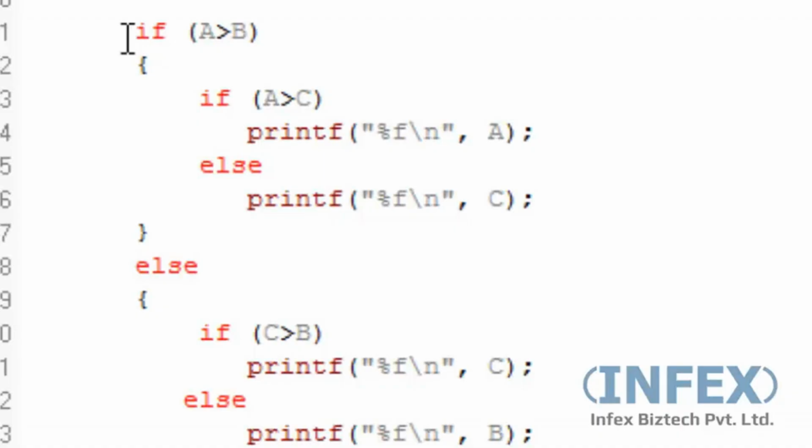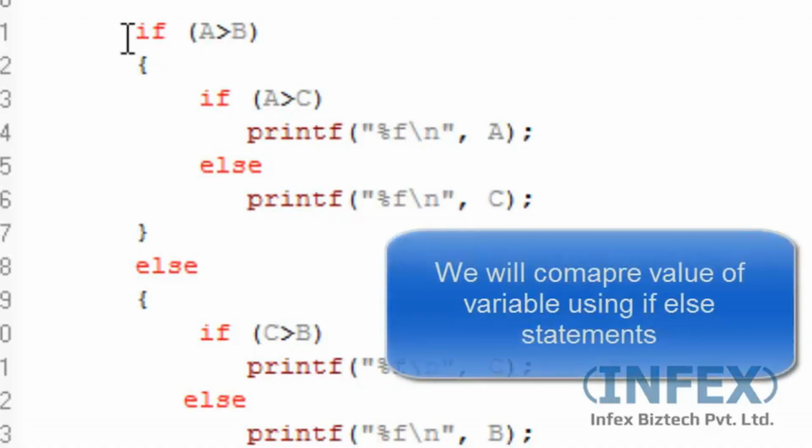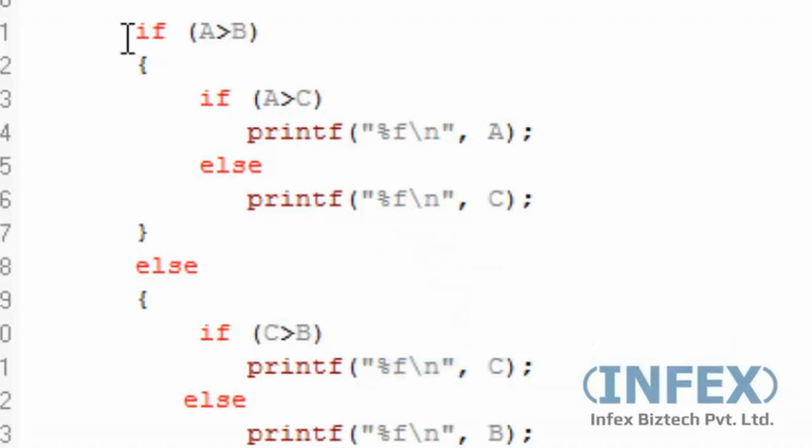So we can do this using if else statements, but we have to use nested if else. We can also do this using any other procedure, but in this program we are using nested if else to find the maximum number amongst 3 numbers.